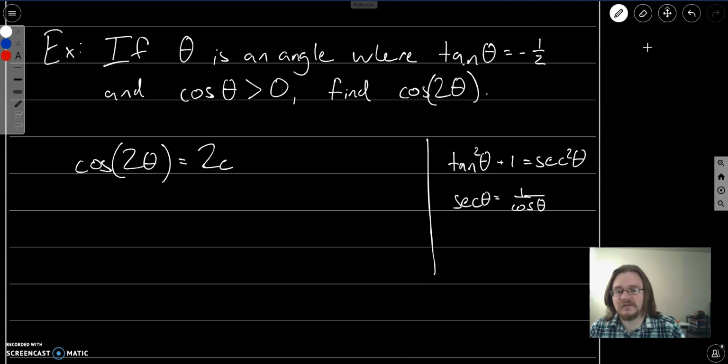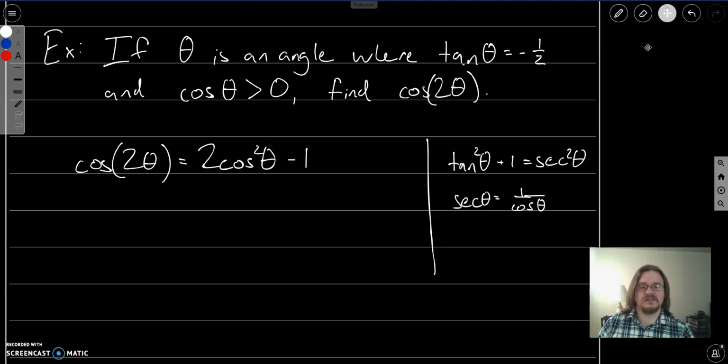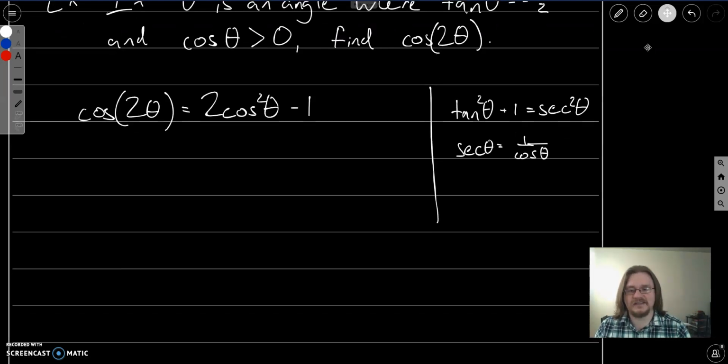So the formula that involved cosines was this guy: 2 cosine squared theta minus 1. So what I need to do is figure out what is the cosine of this angle if I know what the tangent is. And then I just plug it in, and that's it. We did learn other ways to turn tangents into sines and cosines. I just want to do it this way to practice using some of our identities.